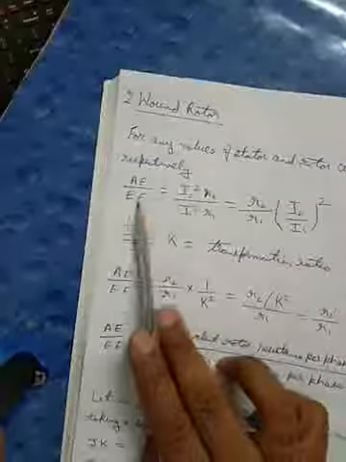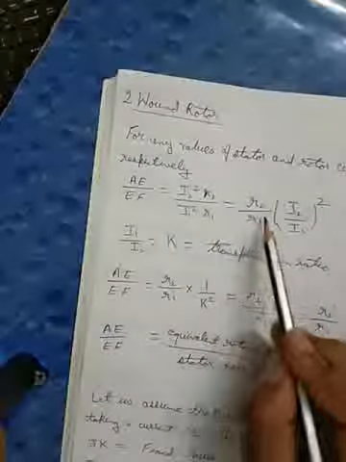Now for the wound rotor, for any value of stator and rotor current I1 and I2 respectively, AE upon EF is equal to I2 square R2 upon I1 square R1. Here we know that I1 upon I2 is equal to K, which is the transformation ratio. Now put this value here, then AE upon EF is equal to R2 upon R1 into 1 upon K square.